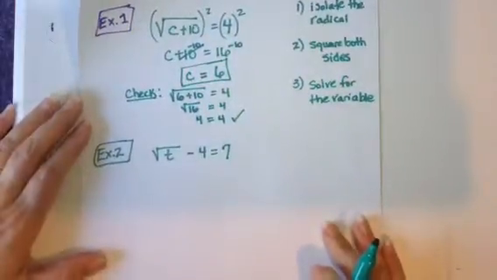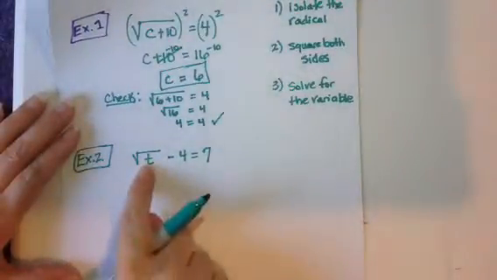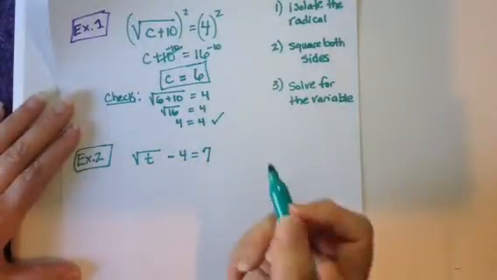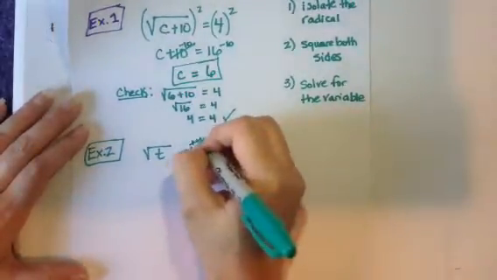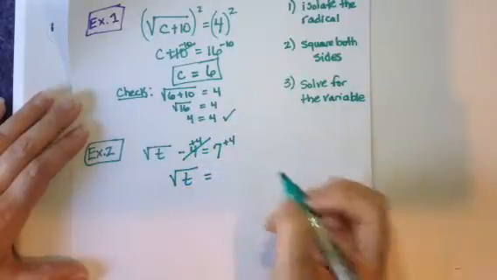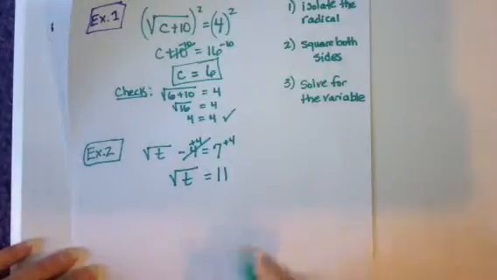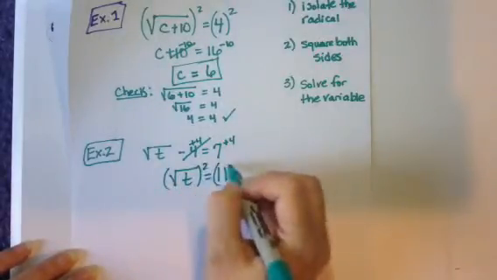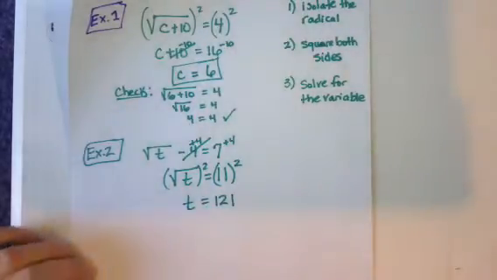Alright, example 2. Now, I've got to follow these rules here that I have. Isolate the radical. Get it by itself. Well, in example 2, the radical is not by itself. It has a minus 4 with it. So what I want to do is add 4 to both sides. So now I'm left with the square root of t equals 11. Now that the radical is by itself, I'm going to square both sides. And I get t equals 121.